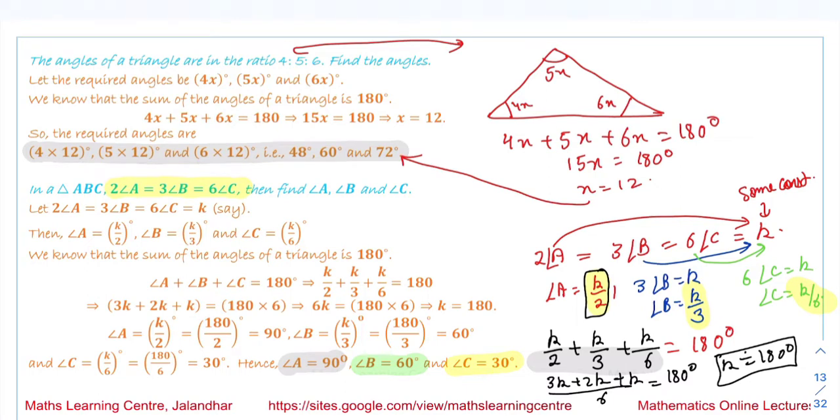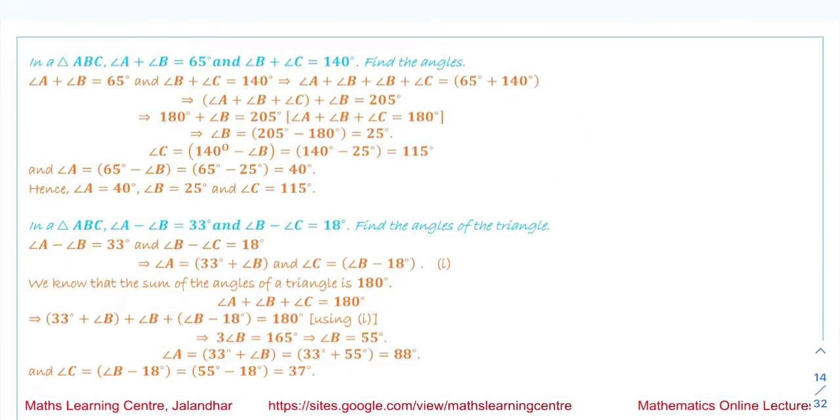Now in this next question, it is given that in a triangle ABC, angle A plus angle B is 65 degrees and angle B plus angle C is 140 degrees, and we have to find the value of the angles. This is angle A, this is B, this is C. The sum of the angles of the triangle, angle A plus angle B plus angle C, is equal to 180 degrees.